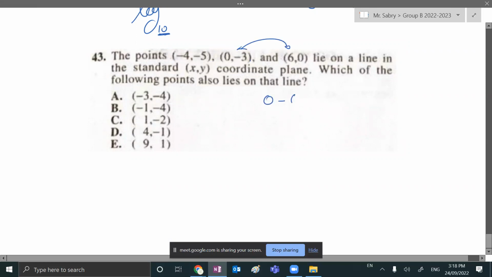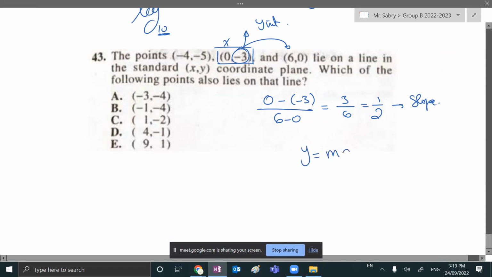So I'll say 0 minus -3 over 6 minus 0. That would get me 3 over 6, which is half. So I now have the slope. And since I have the slope and I have this point here, which is very significant because whenever x is equal to 0, the y is the y-intercept, I can write the equation in the slope-intercept form, and I can say y equals half x minus 3.